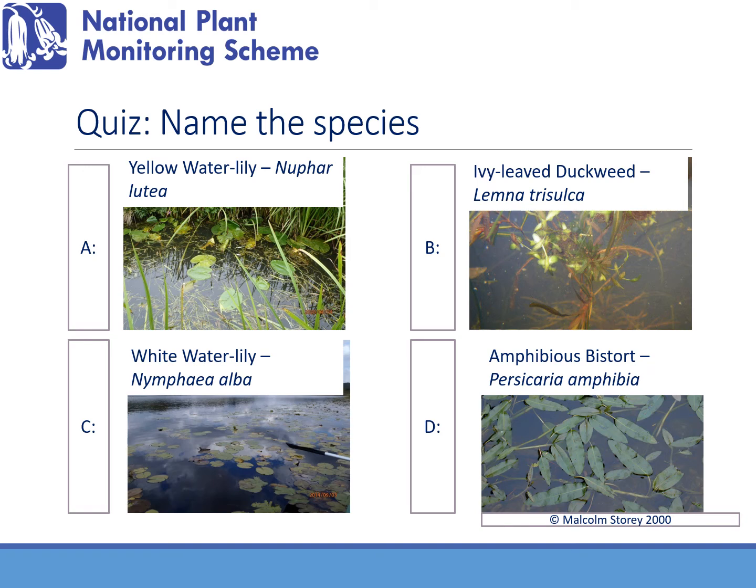Species B was the ivy-leaved duckweed, Lemna trisulca, which is these bright green, translucent, triangular little leaves joined together by stems, rather reminiscent of bunting. C is white water lily, Nymphaea alba, characterised by almost circular leaves, which if we flipped over would have a honeycomb arrangement of veins on the back and would have a round leaf stem. And D is the amphibious bistort, Persicaria amphibia, which has these oval to oblong dark green leaves with veins coming off the central vein at right angles.